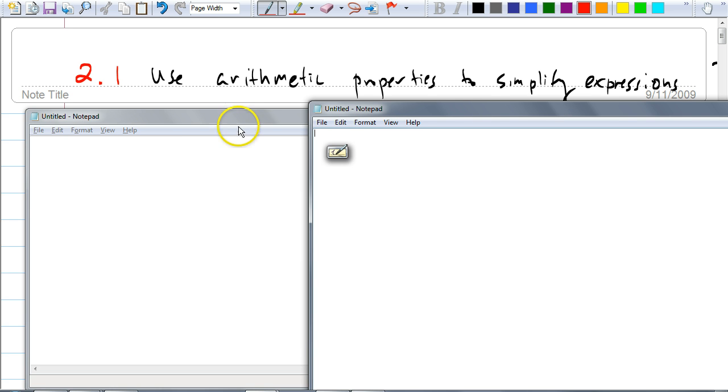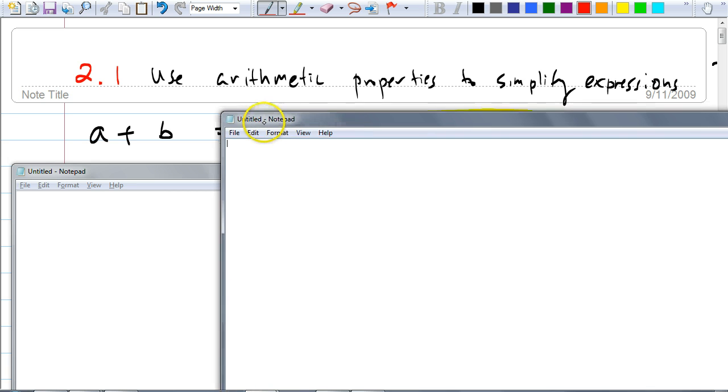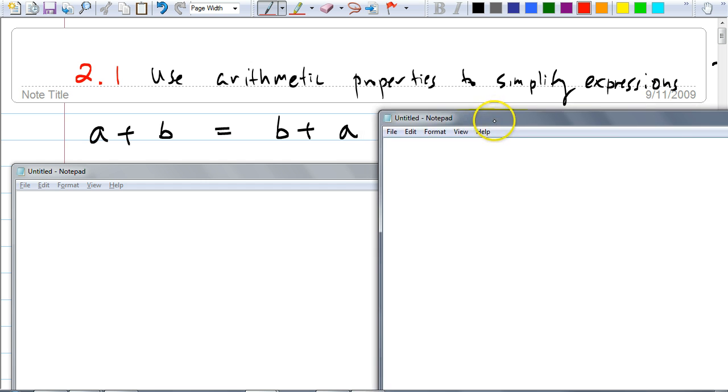For example, do you all know that if I have two numbers, I'm going to use two variables. If I have a plus b, what is that the same as? Yeah, b plus a. You all know this, right? 2 plus 3 is the same as 3 plus 2. And you all know that's true, right?